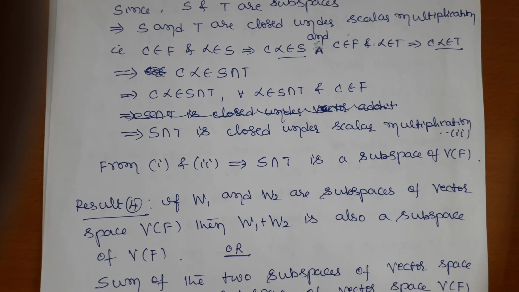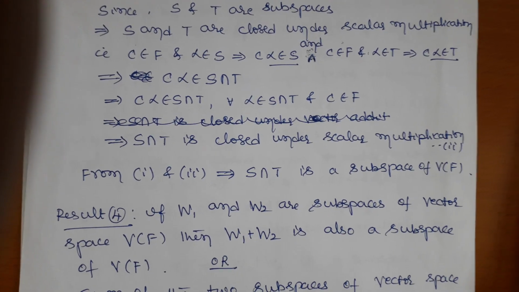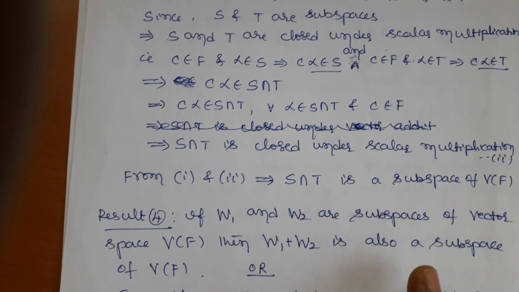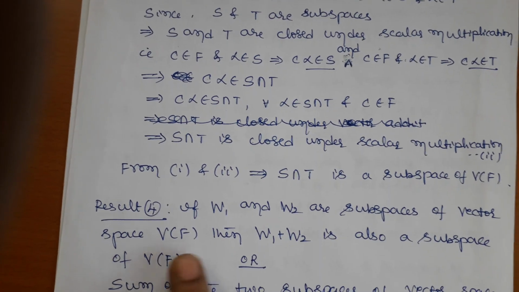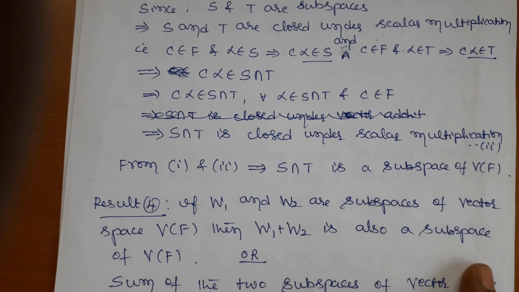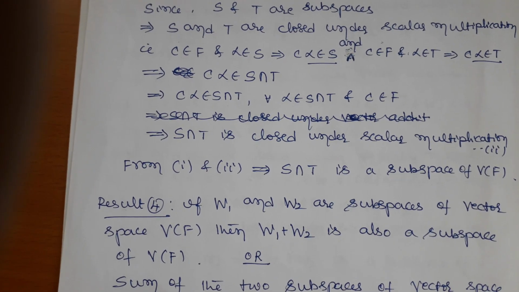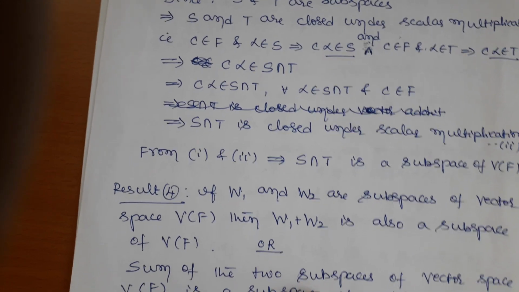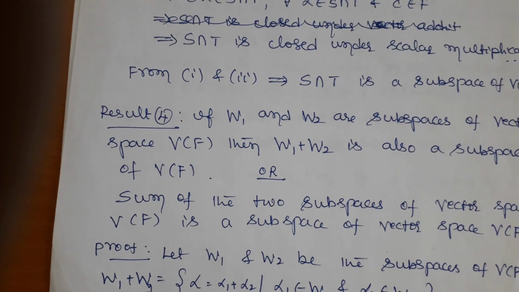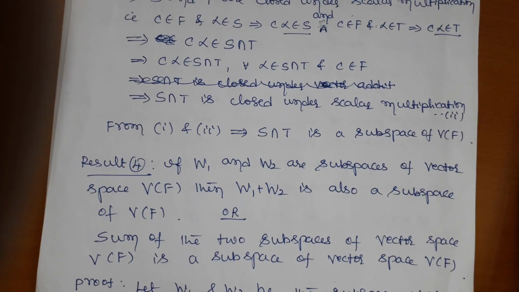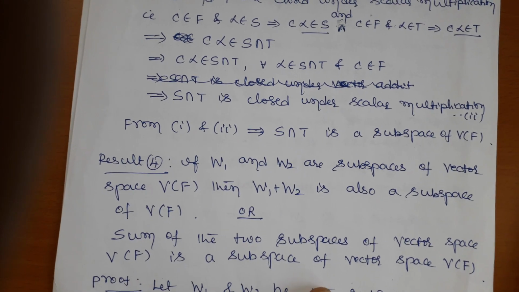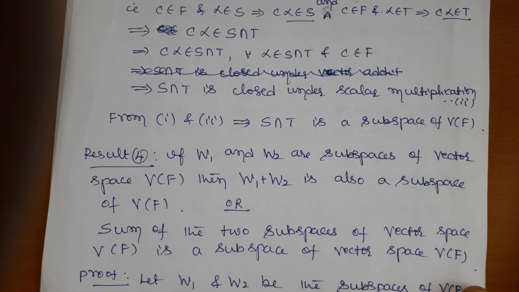Moving to the last result: the sum of two subspaces is again a subspace. Means W1, W2 are two subspaces of a vector space over a field F. Then W1 plus W2 is also a subspace of a vector space over a field F. Instead of that, they may give it in the form of notation or theory. This is notation, this is theory. The sum of two subspaces of a vector space V over F is a subspace of a vector space over a field F.